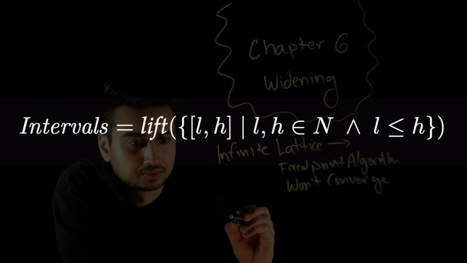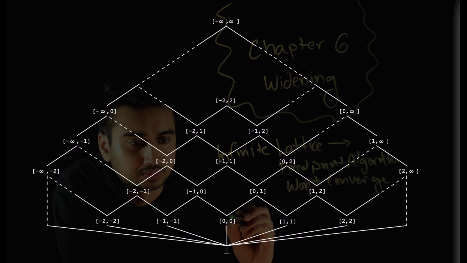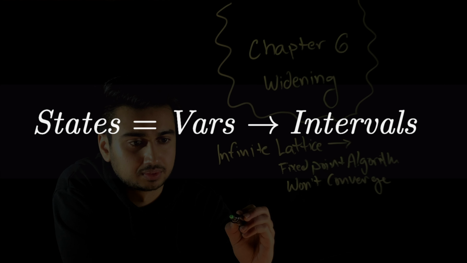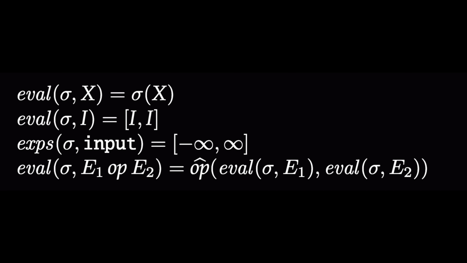The interval lattice is lift of LH, where L and H are numbers, and L is less than or equal to H. That's this lattice. Notice this lattice has infinite height, and if we create a state lattice mapping variables to intervals, that too will have infinite height. Our fixed point algorithm might not ever converge. We'll discuss how to cope with this in the next section.